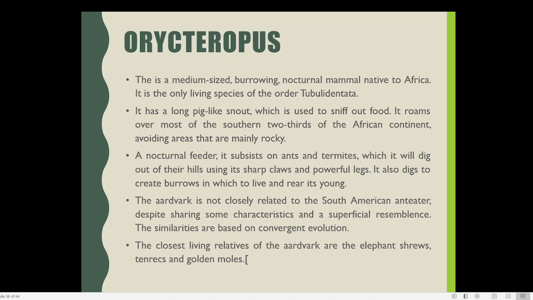Here we have to study one example, and that example is the Orycteropus. Orycteropus afer, the popular name is Aardvark. They are a somewhat larger animal, a burrowing and also nocturnal mammal, and are mainly present in African countries. Here you can see that they have a long snout. Snout will be long and similar to that of a pig.